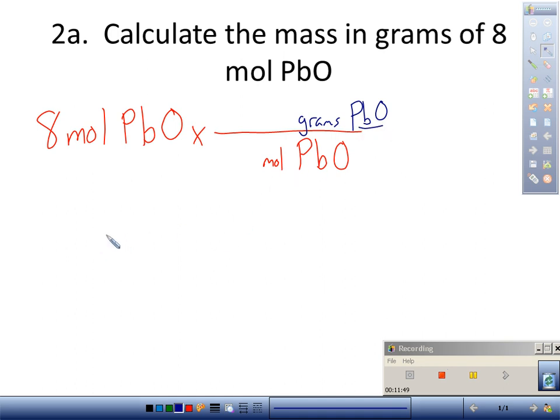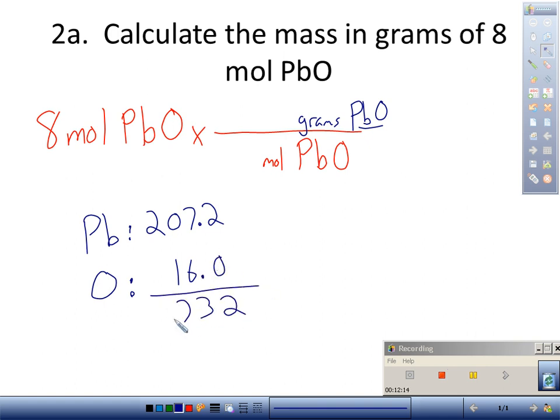I'm going to go to my periodic table. I'm going to look up my lead, and I'm going to look up my oxygen. I only have 1 of each. The number underneath lead and the number underneath oxygen, and so I just add those together. That's my number of grams, and that's how many is in 1 mole. And I just multiply across.